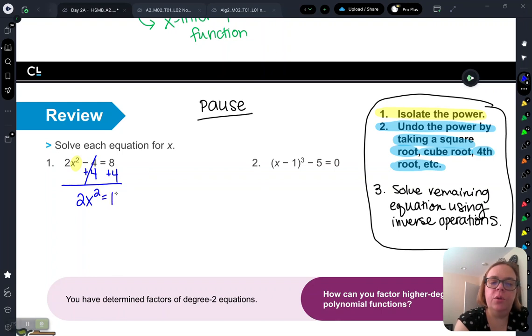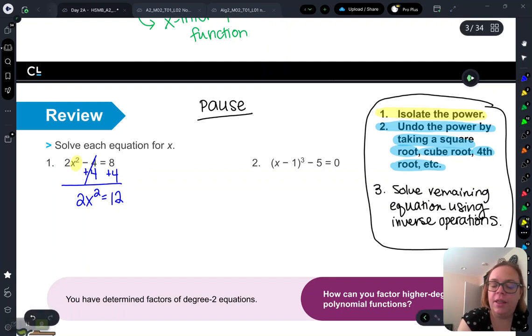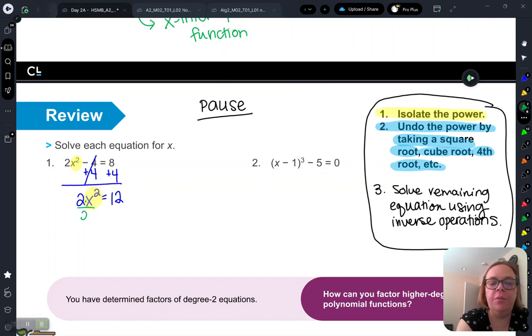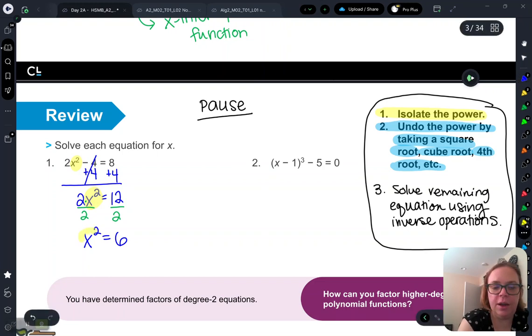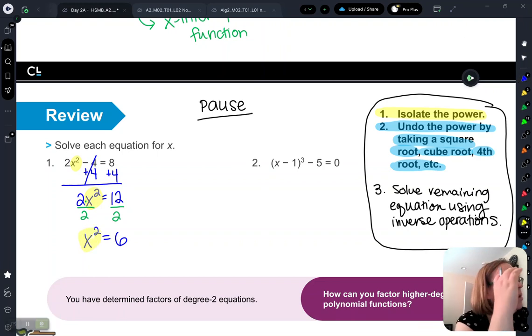Which gives us 2x squared is equal to 12. Now be careful here. The only thing that is being squared is the x, not the 2. The 2 is a coefficient. Okay, we have to get rid of it, so we're going to divide both sides by 2. And that leaves us with x squared is equal to 6. So that is isolating the power. The x squared is now isolated on one side of the equation.